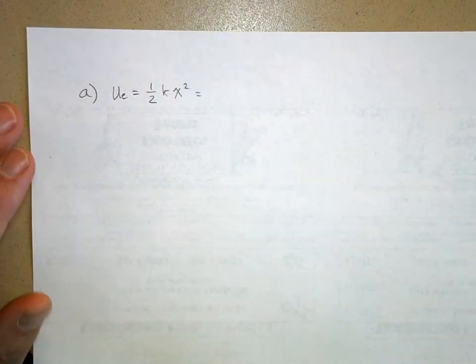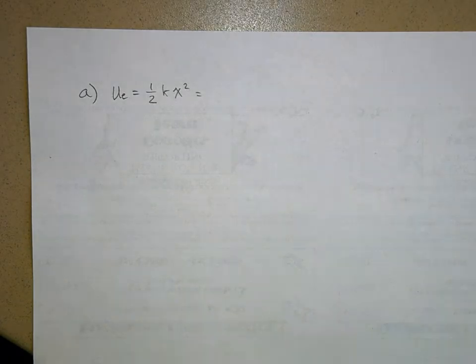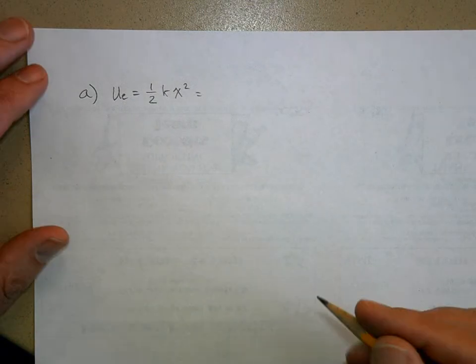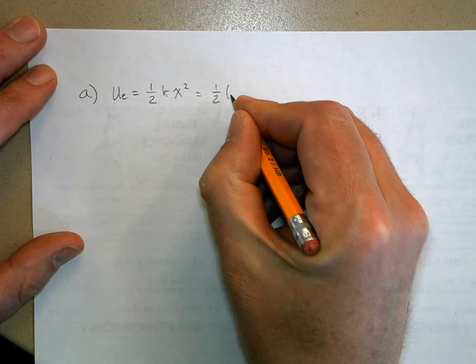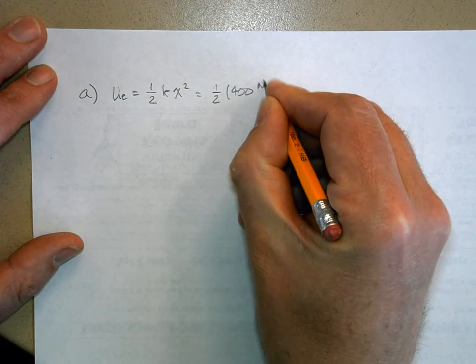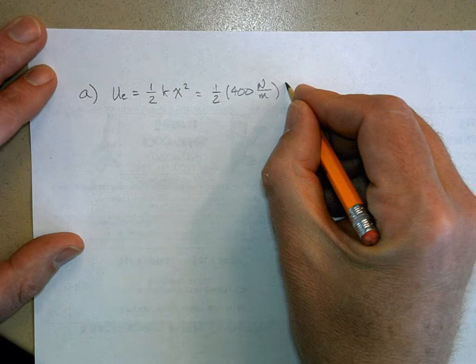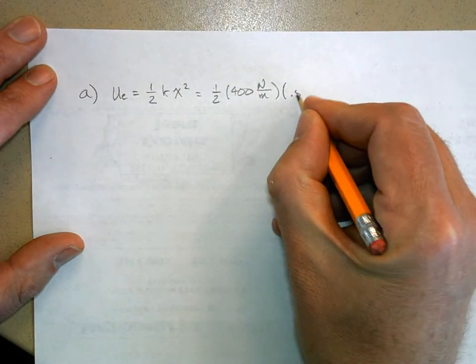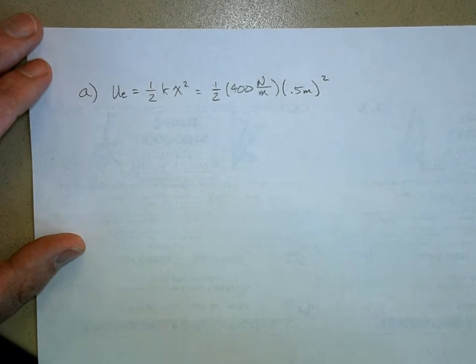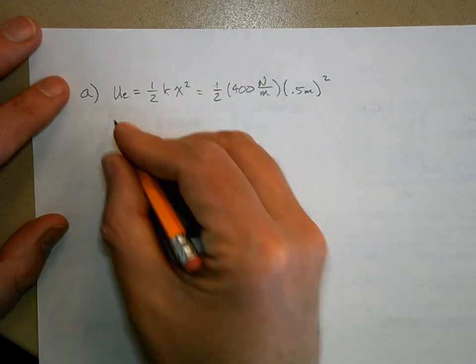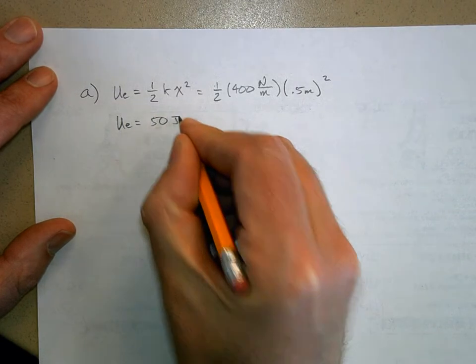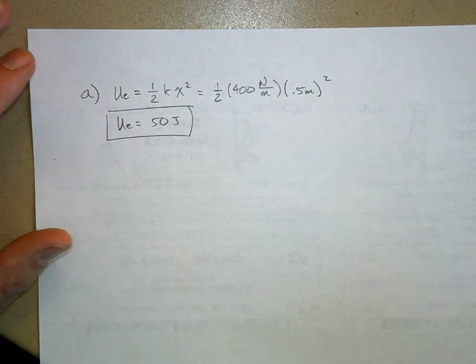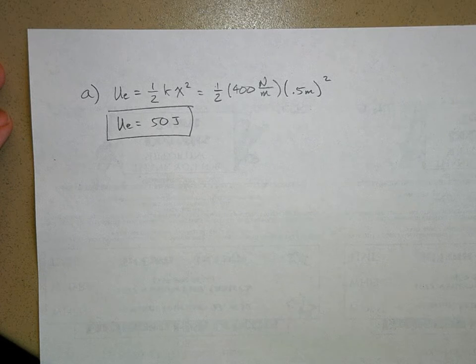Now, you guys have done this. You have the solution guide. I don't actually have one, so I don't want to do any calculator work. You tell me what the answers are. So 1/2 of 4,000, and I would take the time to really look at 0.5 meters squared. So what do you get when you calculate all that? 50 joules. That's pretty easy. Hopefully you got that.